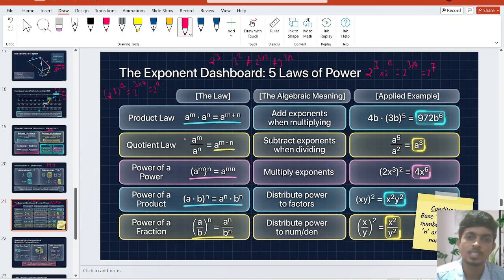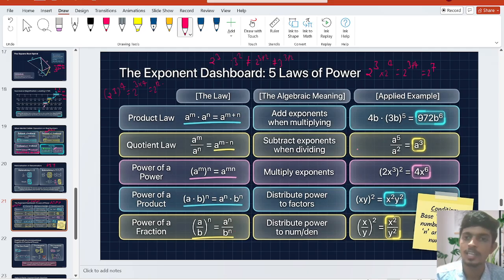The algebraic meaning here is that we subtract exponents when dividing. Here, a to the power m to the power n means we multiply the exponents. When the base is the same, distribute the power to the factors and multiply them. Distribute the power to the numerator and denominator here.